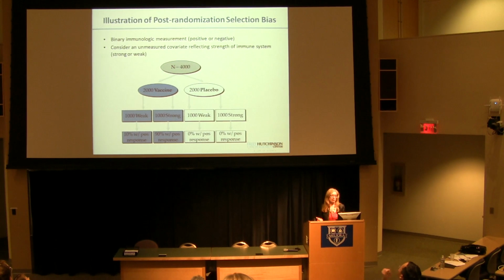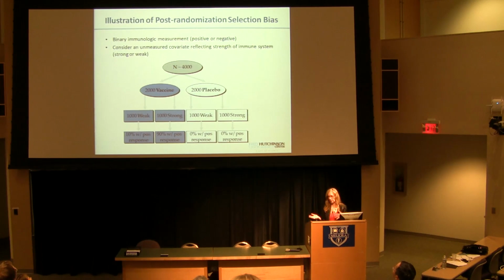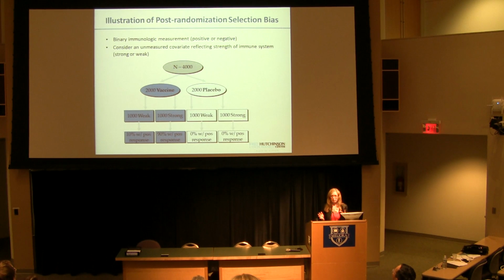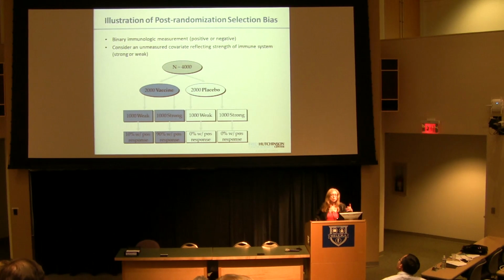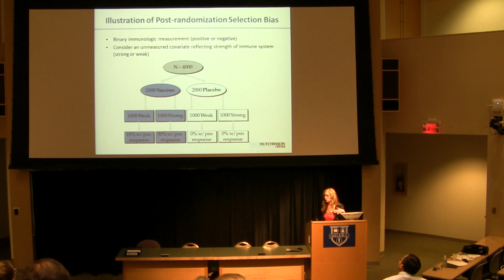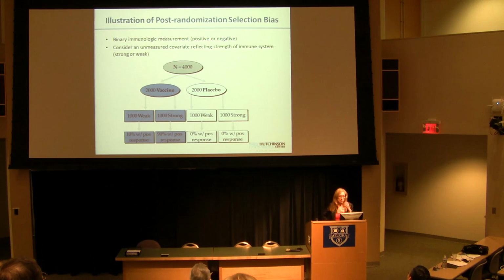Okay, so this is an illustration of how this works. Imagine that we have a binary immunologic measurement, so it could be positive or negative, it doesn't matter. And consider an unmeasured covariate reflecting the strength of the immune system. We're not measuring it, so there's some latent variable, a strong or weak immune system. Suppose we have a randomized trial of 4,000 people, and we randomize 2,000 to vaccine and 2,000 to placebo. By randomization, we would expect the distribution of this unmeasured covariate to be equal in both groups. 2,000 is a lot, so we're going to say that it's the same in both groups, and that it's 50-50, so that in each group, 1,000 have weak immune systems and 1,000 have strong immune systems.